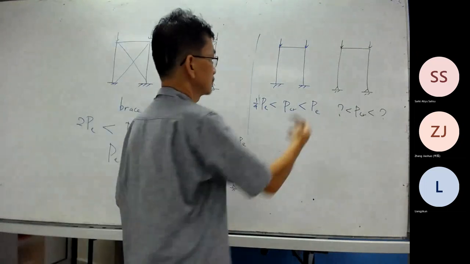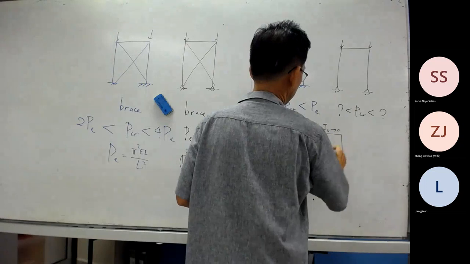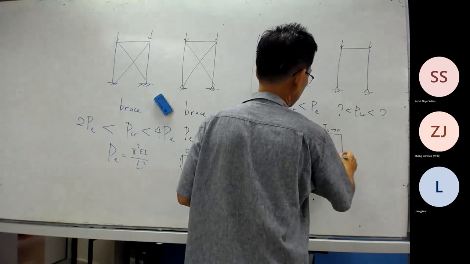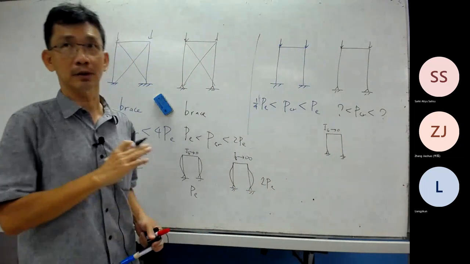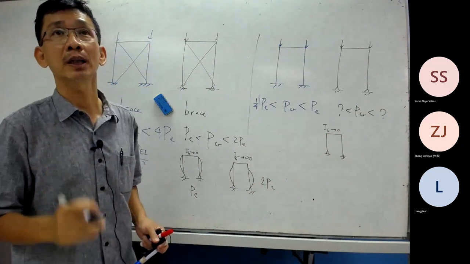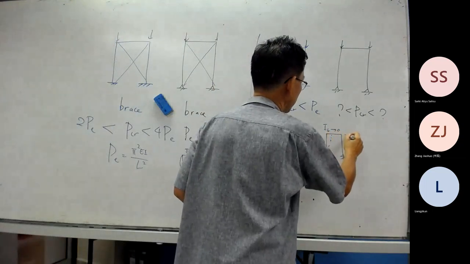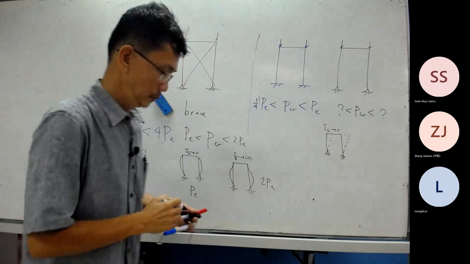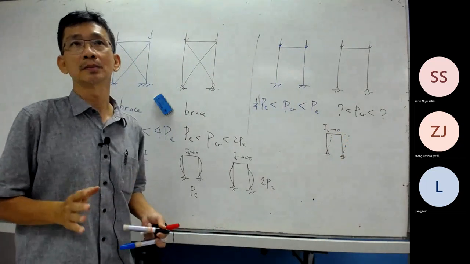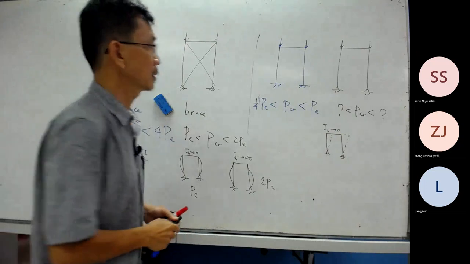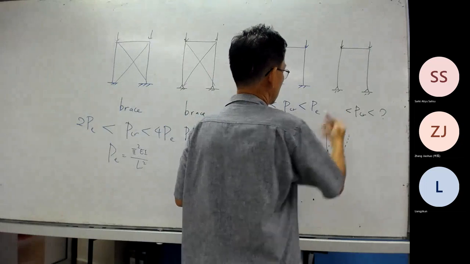Assuming this one, you have to assume this one zero. And this is also pin. This is also pin. What happened to this? This is allowed to sway. Allowed to sway, so you become like this. This is unstable. Unstable. So this one will be zero.